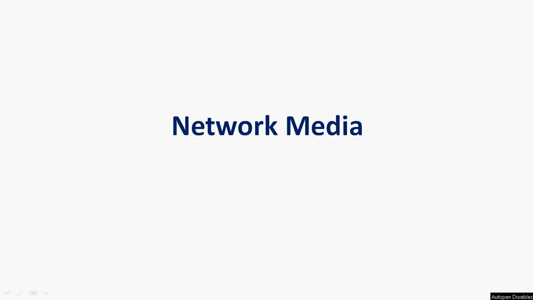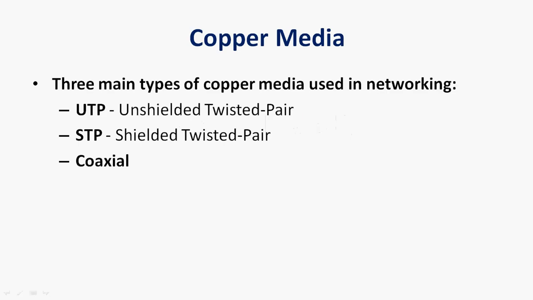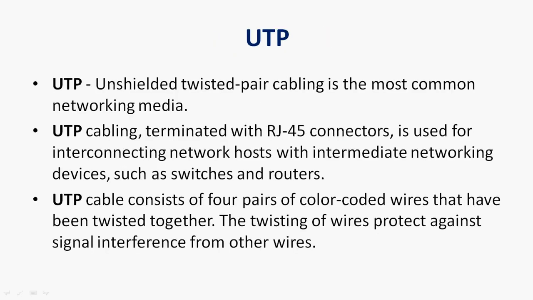Now we will go to the topic network media. First of all, we will see copper media. Three main types of copper media are used in networking: UTP, that is unshielded twisted pair, STP, that is shielded twisted pair, and coaxial. First of all, we will see UTP. UTP, unshielded twisted pair cabling, is the most common networking media.